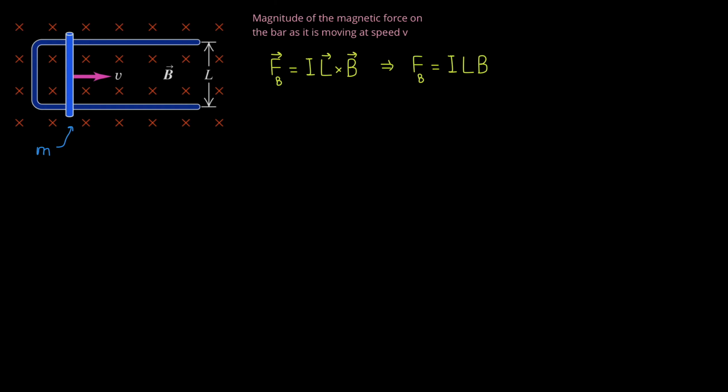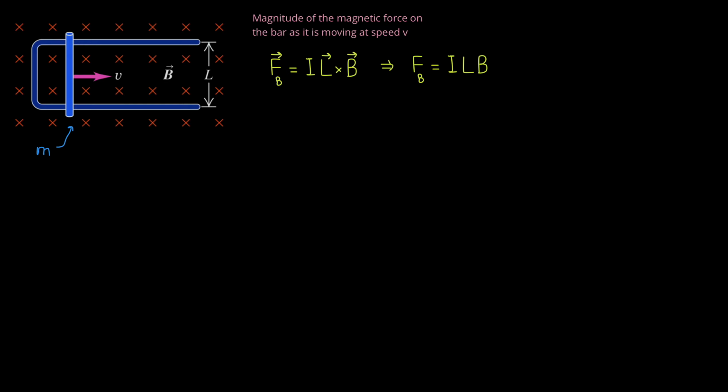We have a rectangular loop made up of a C-shaped wire and a vertical movable bar as shown in the picture. The vertical bar has length capital L and it has mass m. So initially the bar is given an initial speed v0 pointing to the right, and it keeps moving until it comes to a stop. The first question is, what is the magnitude of the magnetic force acting on the bar as it's moving with speed v?